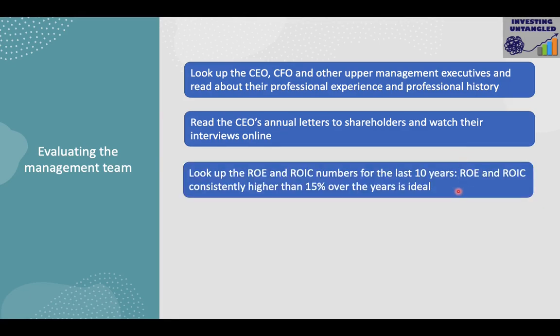The next thing you look at is ROE and ROIC numbers. Basically that is return on equity and return on invested capital. This is the cash that is being generated by the business, and the management's job is deploying this cash to get returns. And you have to see what kind of returns the management has gotten in the last 10 years. If ROE and ROIC numbers are consistently around 15% or higher, that means the management is doing a really good job at gaining returns on the invested capital and equity.